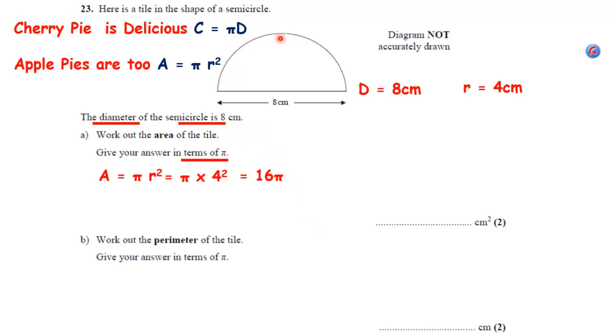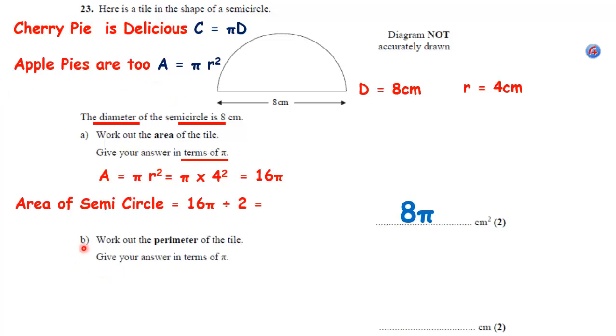Now if this tile was a full circle, its area would be 16 pi, but it's half a circle. So the area of the semicircle is 16 pi divided by 2. Half of 16 is 8, so my answer is 8 pi centimeters squared. Remember, the question said, give your answer in terms of pi. This is a non-calculator paper, so we just leave pi in there. They want that symbol pi in your answer. So 8 pi is my answer. That's the area of this half circle. Straightforward. Get your mind around it. Remember the two formulas thoroughly.